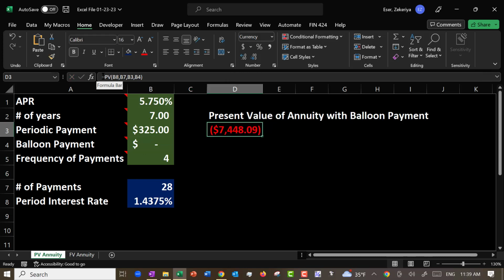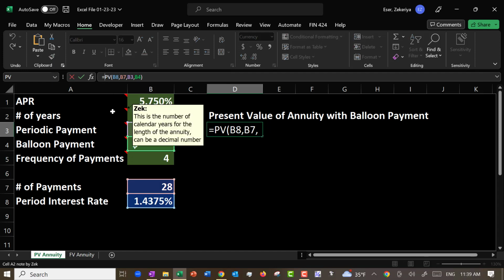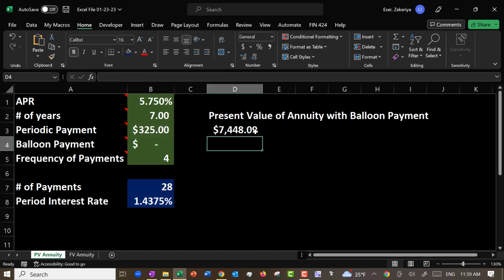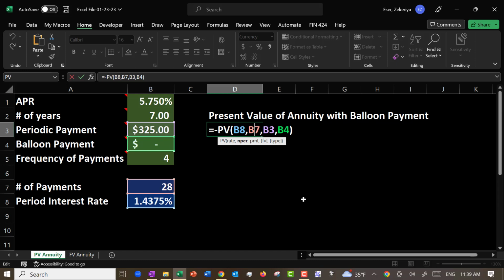Oh, I didn't put a negative in front. So if you want to write down the formula like that, whenever you double click on a cell that contains the formula, or hit F2, the formula comes in on the cell like that.